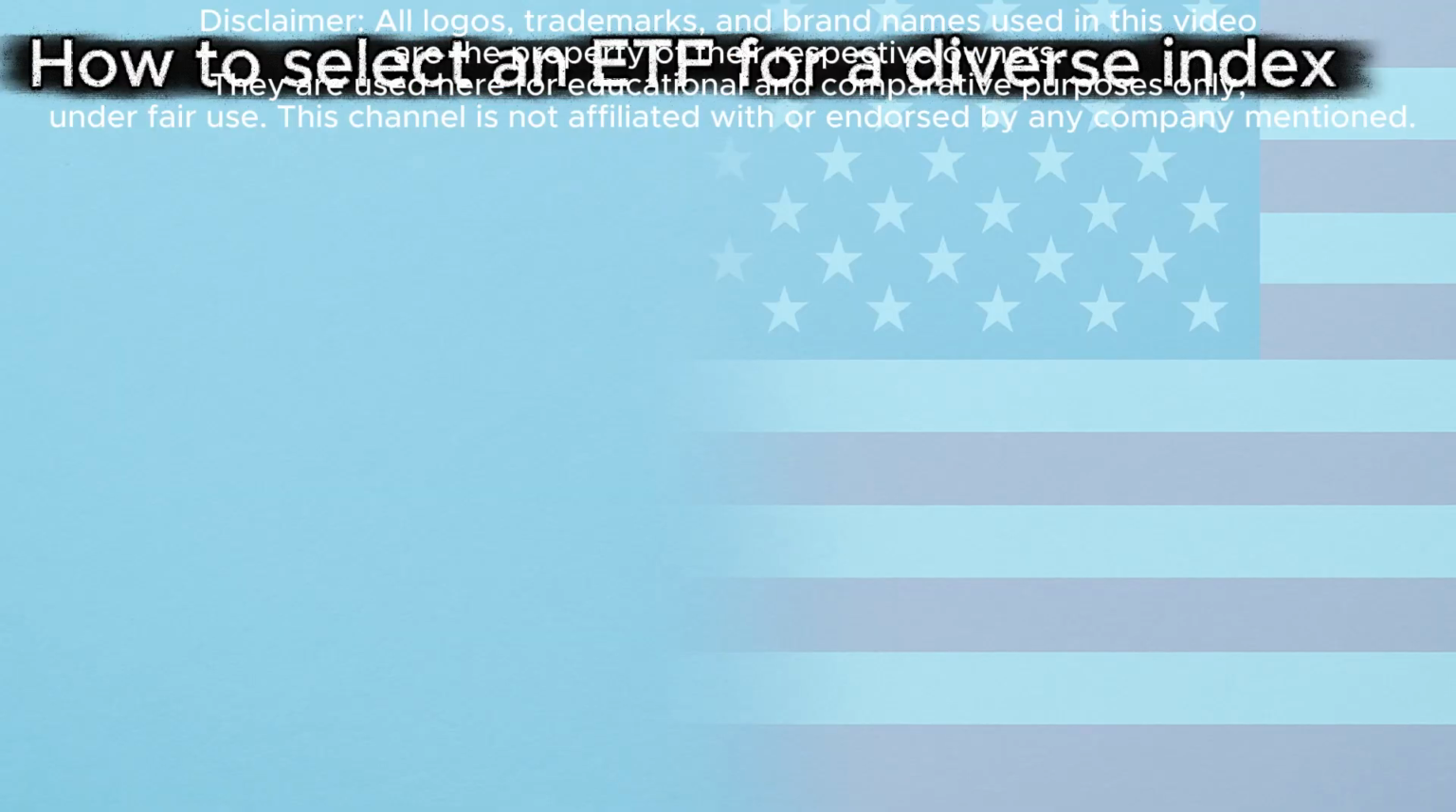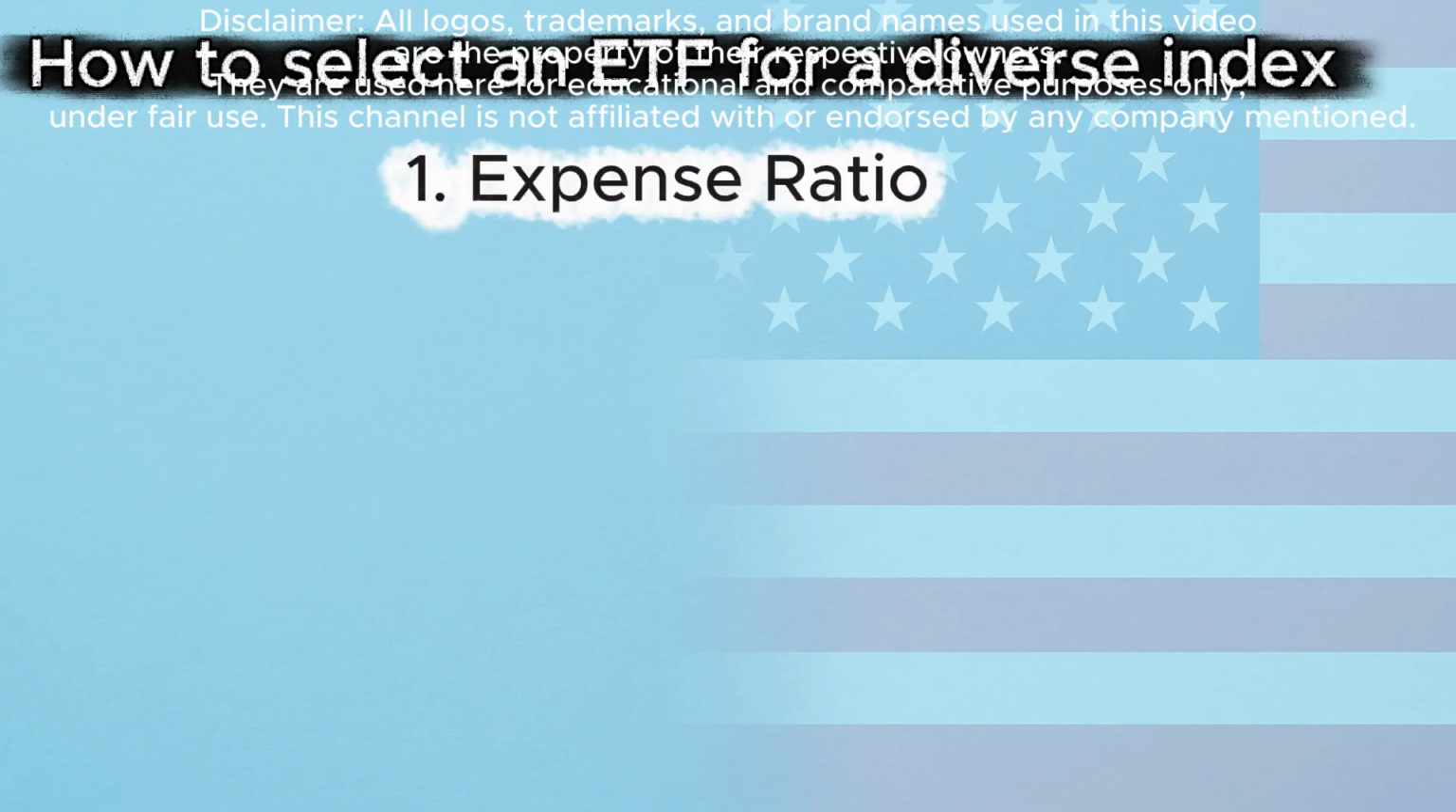How to select a good ETF for a diversified index-based fund? To accomplish this, let us look at the top 5 criteria to pick a good ETF for an index fund. Number 1 is the expense ratio, which is the cost of ownership. For any cost, the lower the better. So passive broad market ETFs should be under 0.1% in general.